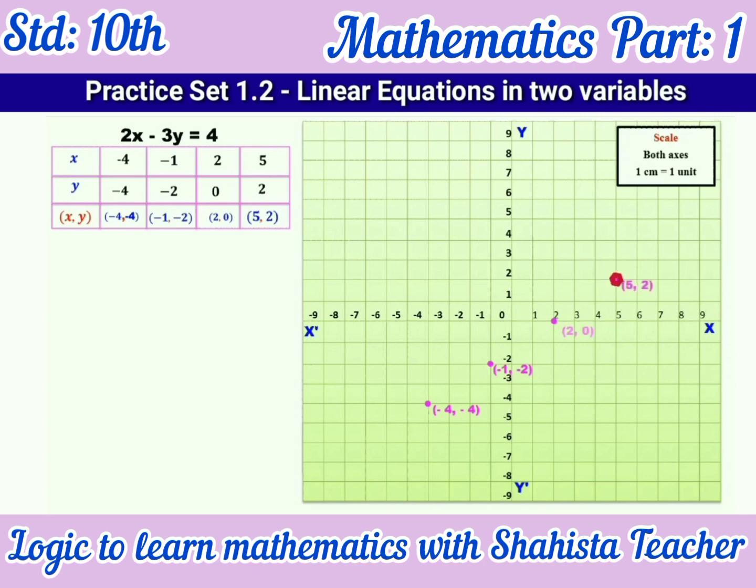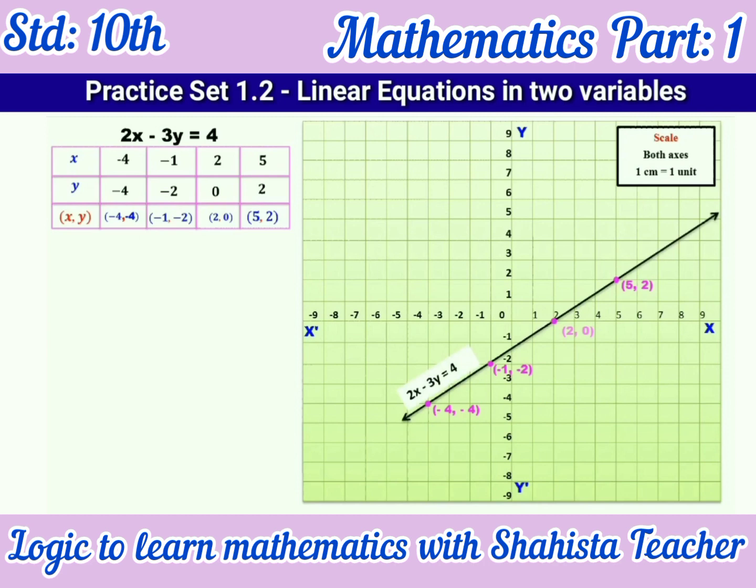Now here 5 comma 2. Okay. X is 5 and y is 2. So 5 comma 2. Draw all this, join all these 4 points through a line. Okay, so draw a line here. See this black color line. We are joining all these 4 points. Yes. And give it the name 2x minus 3y is equal to 4.